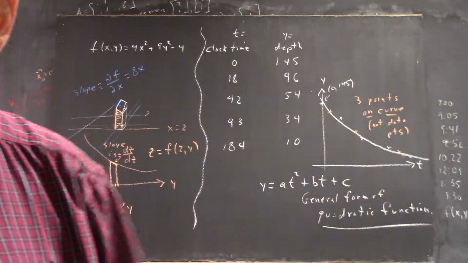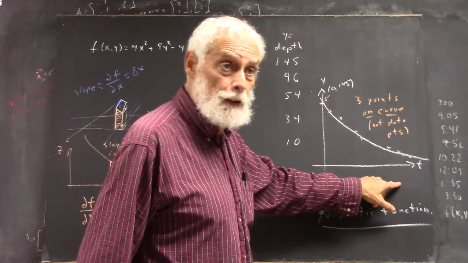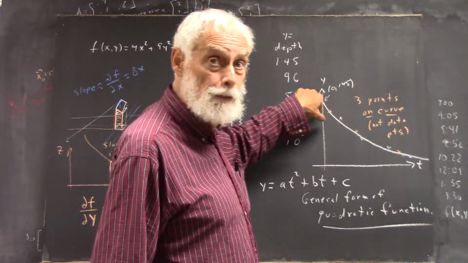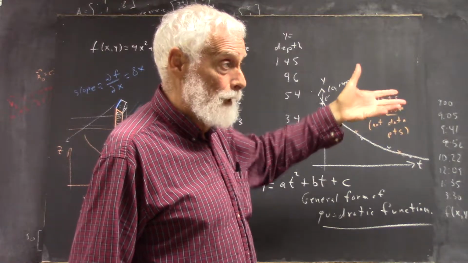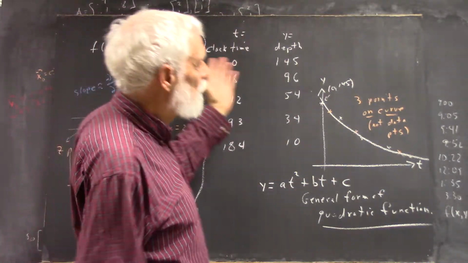Because as soon as we have that function, we can find the value of y for any given t, and we can find the value of t for any given y. And that's a big deal. Okay, so how are we going to get that function?